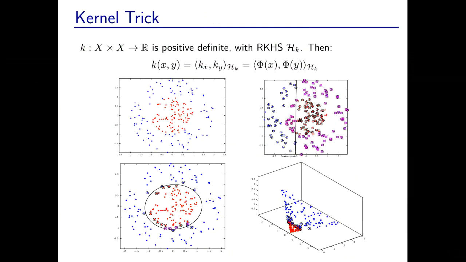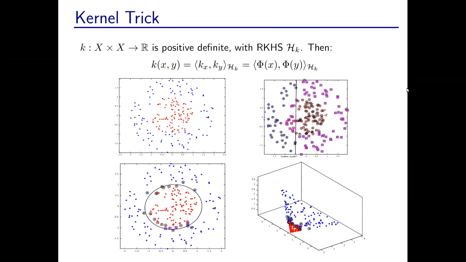So in this example, I just took, I think, a polynomial kernel to embed my points in R^3 instead of R^2. And just increasing the dimension by one made everything separable. So the idea is that you just have to solve the optimization problem in R^3 instead of R^2, where things are much nicer. Okay, so that was all for the basics of kernel methods.